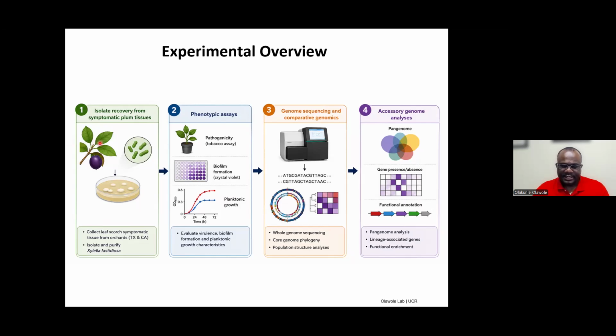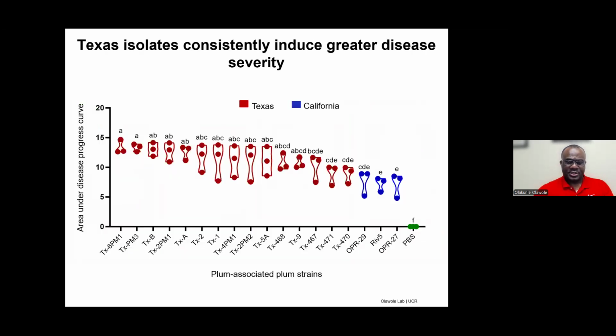First, we isolated and purified Xylella fastidiosa from symptomatic plum tissues. They were collected in Texas and California, and we did some phenotypic characterization ranging from pathogenicity to biofilm and planktonic growth. Then we sent those strains for sequencing and comparative genomics analysis, and lastly we performed some accessory genome analysis on the strains.